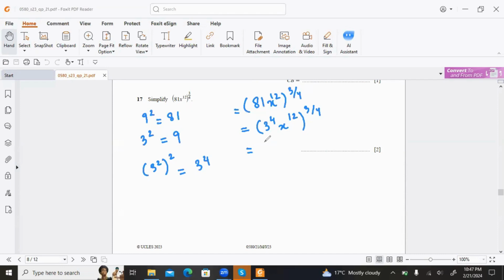So when we have a power outside the bracket and a power inside the bracket, we can multiply the powers inside the bracket with those outside, which means 3 to the power of 4 times 3 over 4, times x to the power of 12 times 3 over 4. That's going to be 3 cubed, and x to the power of 9. 3 cubed is 27, so 27 x to the power of 9 is your answer.